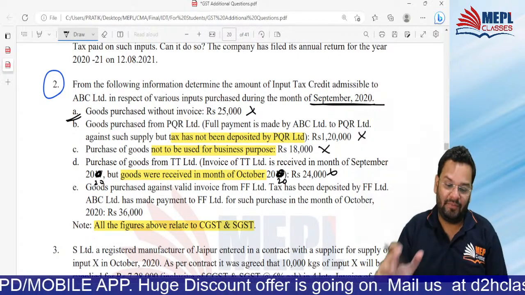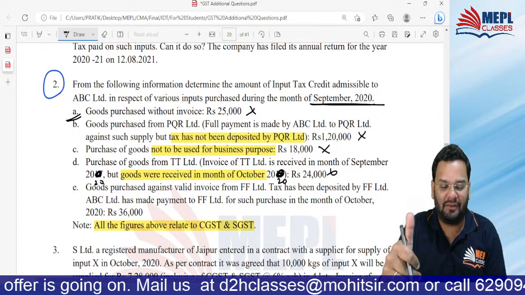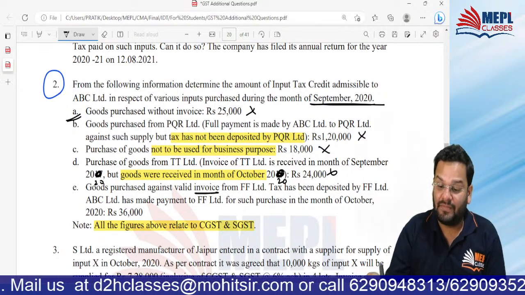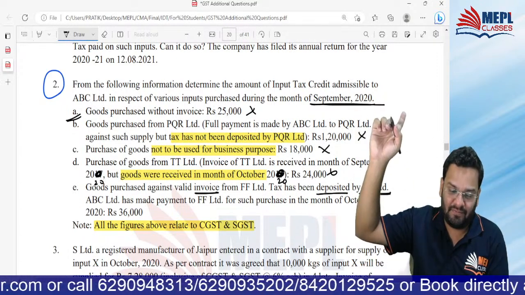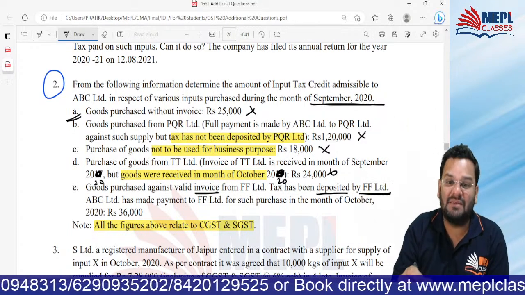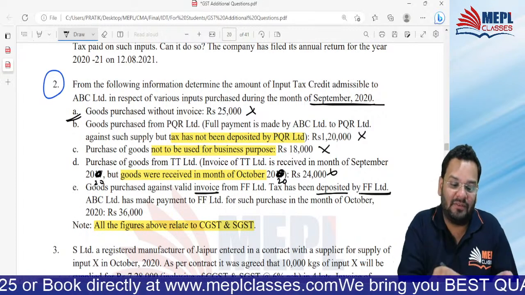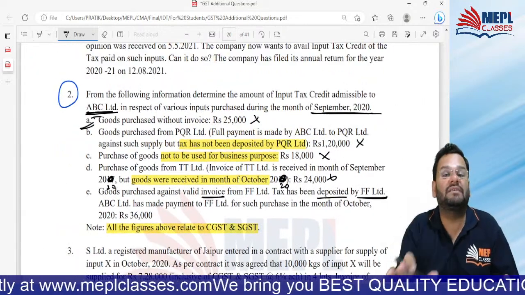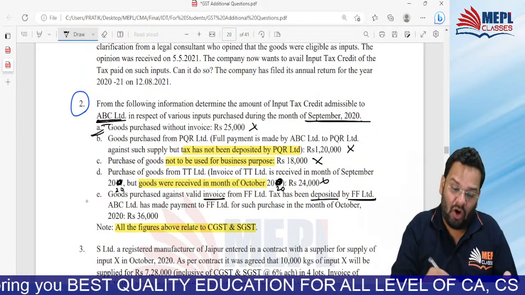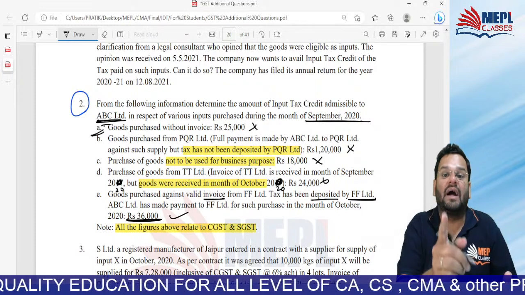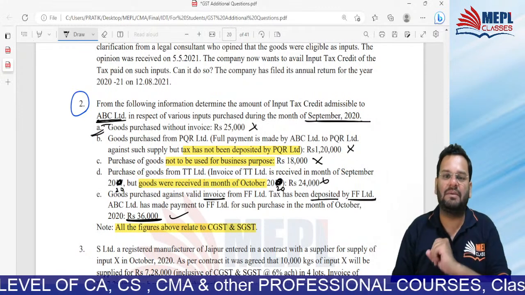Wonderful. And lastly, goods purchased against a valid invoice from FF Limited. Very good. So the invoice is there. Tax has been deposited by FF Limited, means the supplier has deposited the tax. And ABC Limited has made payment to FF Limited. Now when the recipient of supply makes payment to the supplier is immaterial. That is not an issue. So yes, of this finally 36,000 ITC can be claimed. Do you agree with me that of this 36,000 ITC can be claimed?